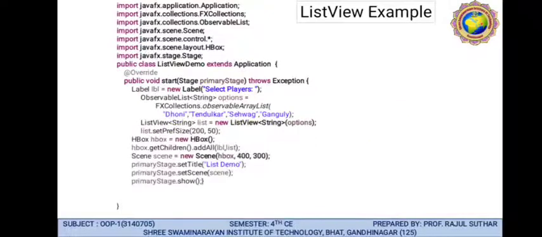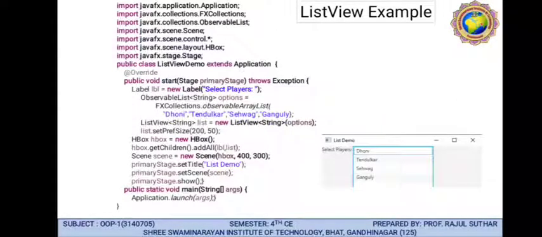So by using this way, HBox is equal to new HBox. Here hbox.getChildren, you can add a number of elements in the list. So this is the output. Here no drop down arrow is used because the list directly shows all the elements whatever you have entered in your program.